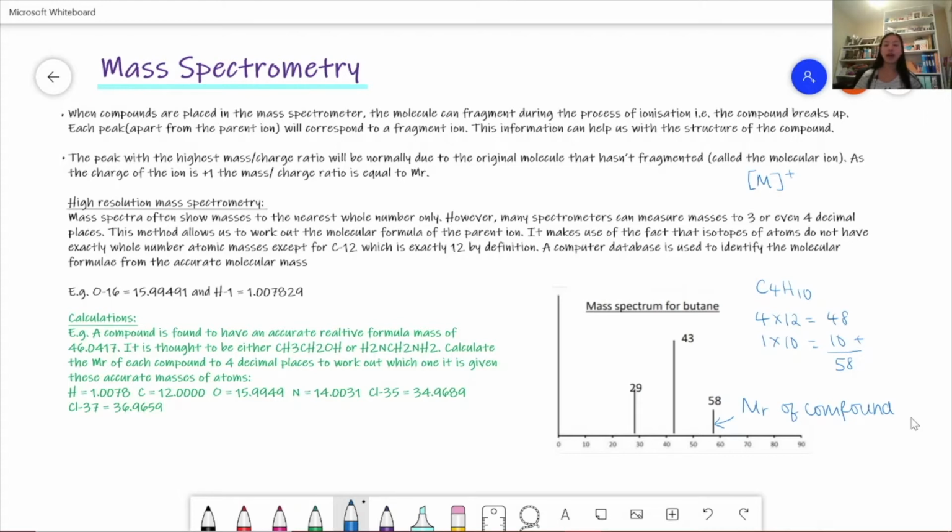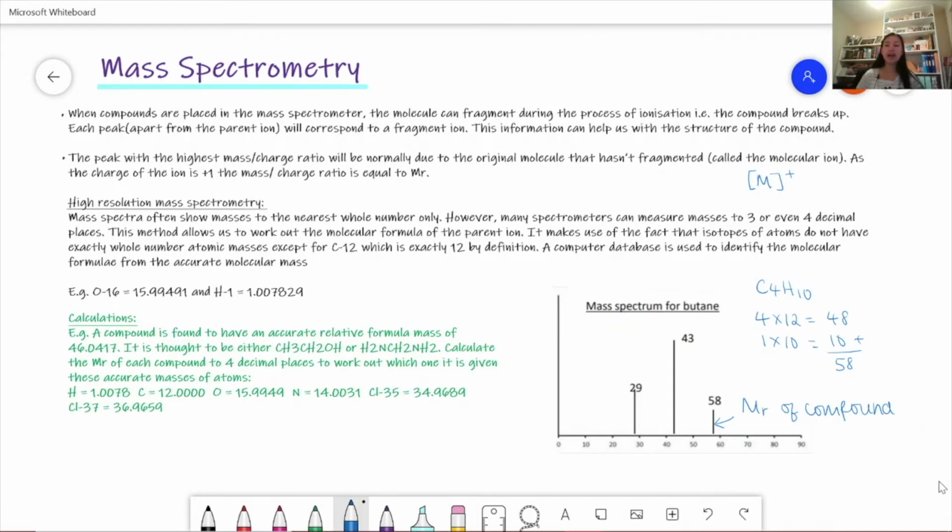Examples we have are that oxygen, which we know to have an AR of 16 from the periodic table, if we do it more accurately, the AR actually comes out to be 15.99491, and for hydrogen, which we take to be 1, it actually comes out to be 1.007829. So you can see that these high resolution mass spectrometers give much more accurate ARs.